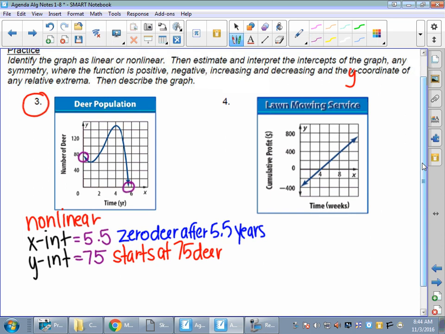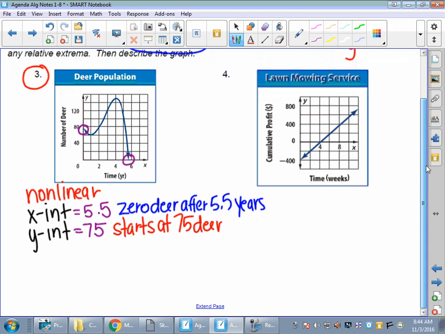Symmetry, let's skip that one. Where the function is positive or negative, these two go together. Positive graph, I'm going to have to scooch this up a little so I have some more room to write. These take up a little bit of space. Positive graph is where it's going up, or where it's above the x-axis. Everything's above the x-axis, right? So I would just say all.